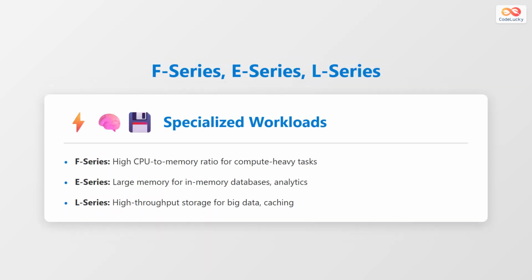Let's cover 3 specialized families. F-series VMs have a high CPU to memory ratio, making them ideal for compute-heavy tasks like batch processing and web servers that need more processing power. E-series VMs provide large amounts of memory, perfect for in-memory databases and analytics workloads. L-series VMs offer high-throughput storage, designed for big data applications, NoSQL databases, and caching systems that require fast disk operations.